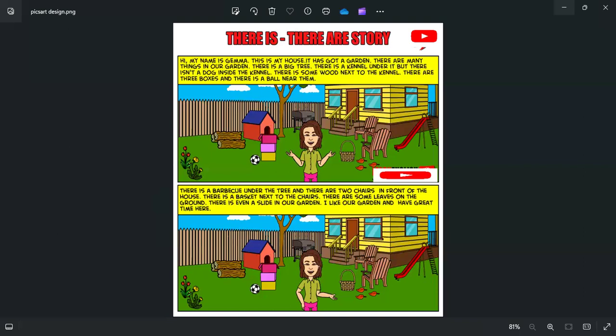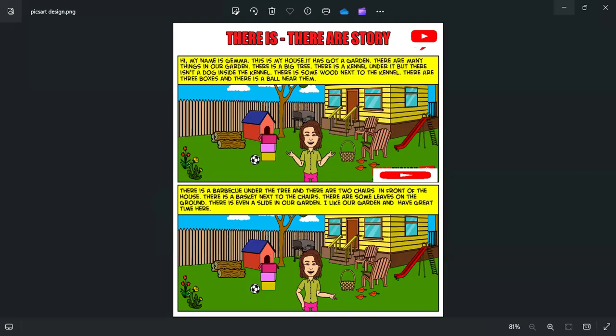And next one, there is a barbecue under the tree. This is a barbecue, where they put vegetables, and it can be used for veg and non-veg. They grill and all that. There is a barbecue under the tree, and there are two chairs in front of the house.